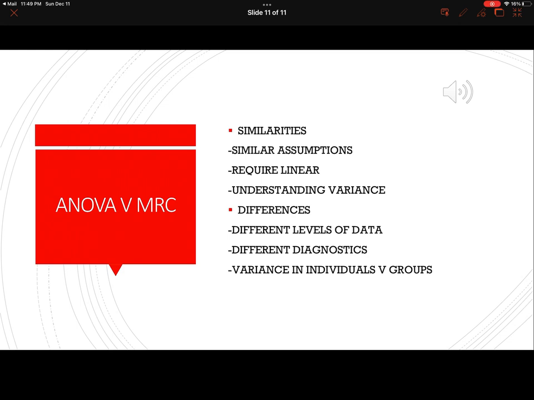They also require different levels of data. ANOVA uses factors while MRC uses covariates. They focus on different diagnostics, residuals being the primary focus in MRC. The variance in them is on different levels as well. MRC is on individuals while ANOVA is on groups. And that is going to complete my Module 3.